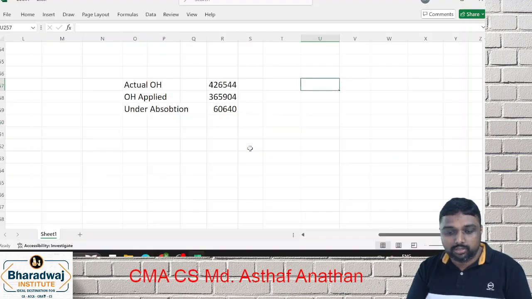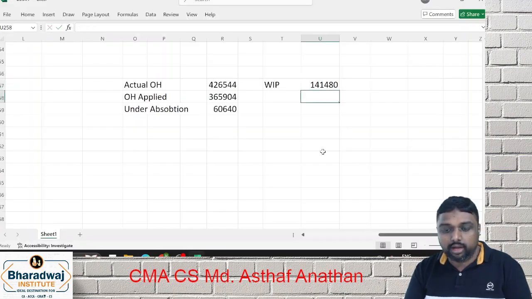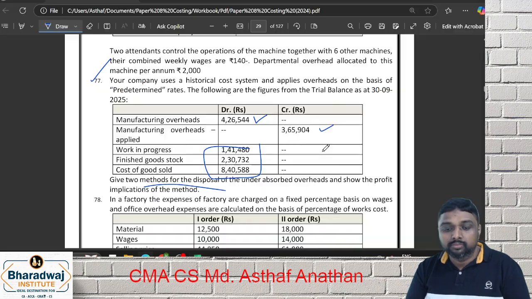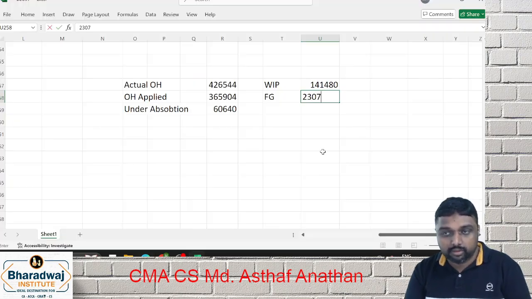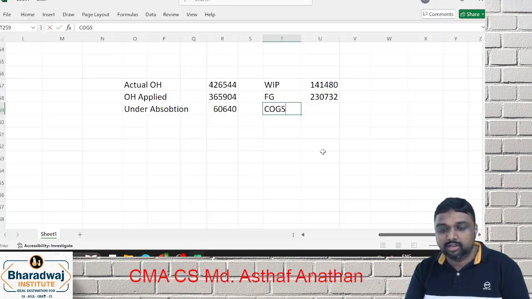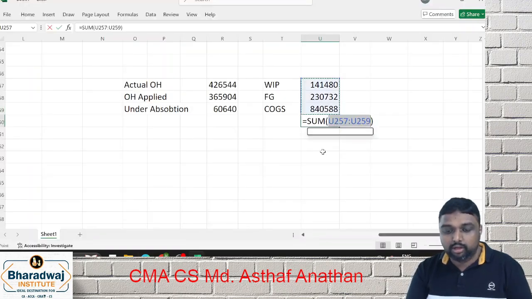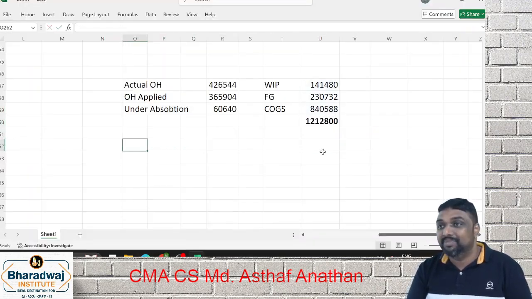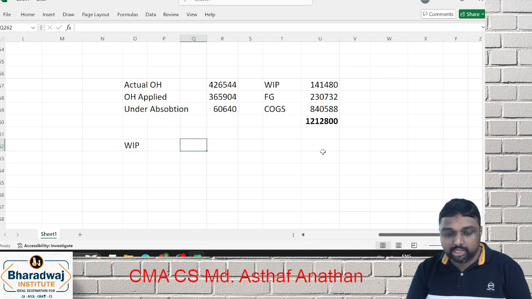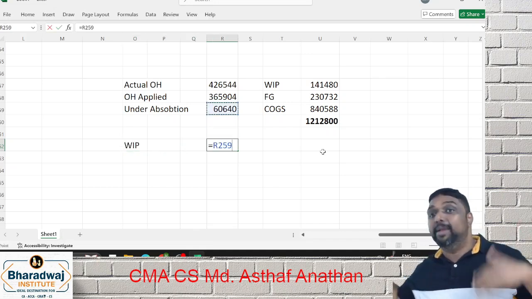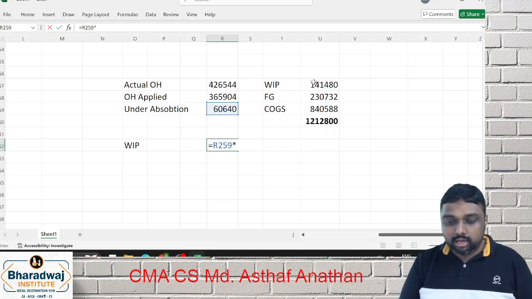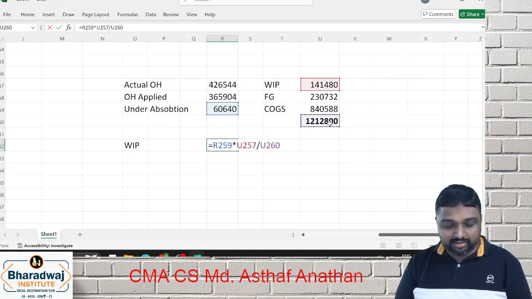Your WIP amount is what? Sometimes units also. We did it with units also. This is with the amount. 480. Then finished goods 230. 730. Next, COGS. What will come? 840. 580. You have to take the total. Now for the supplementary rate, the work in progress ratio base will come. This is the total amount you have to add back. So this is the amount you charge. So in this ratio, it will go.